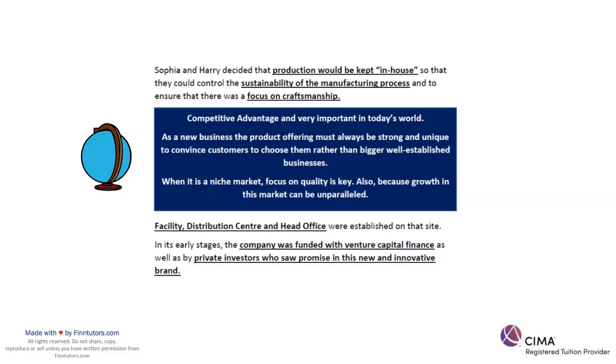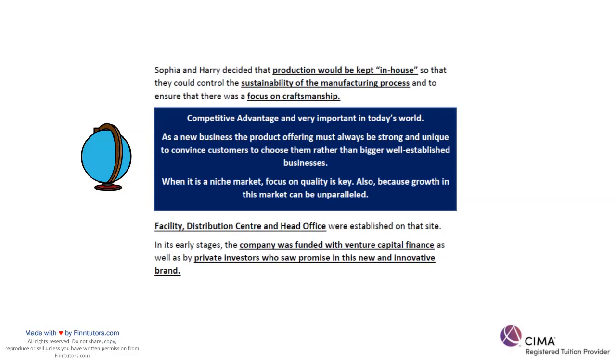So the facility, distribution center and head office were established on that site itself. In its early stages, the company was funded with venture capitalist finance as well as by private investors who saw promise in this new brand. Which means in the early stages, Sophia and Harry obviously needed money, right? So where did they get the investment from? They got it from venture capitalists and they got it from private equity funding.